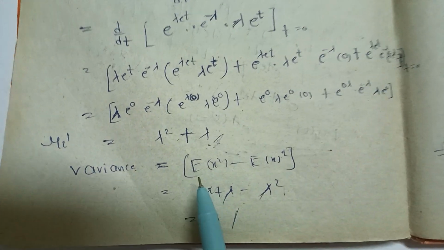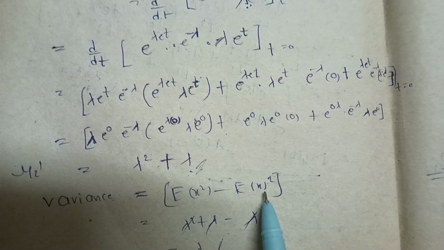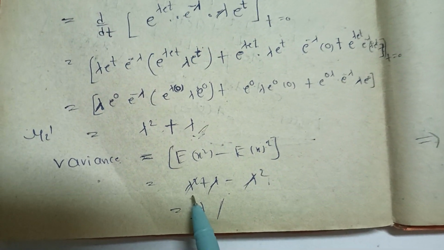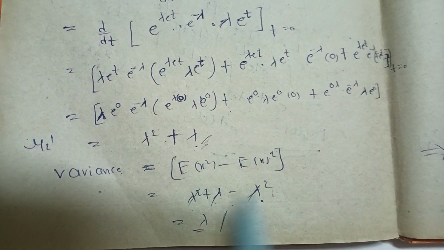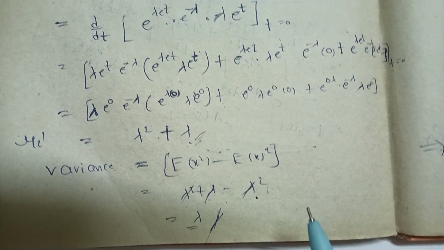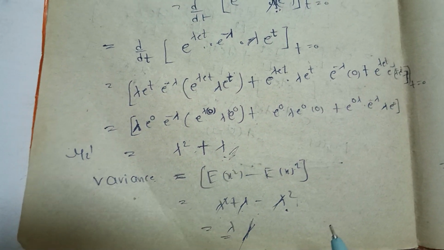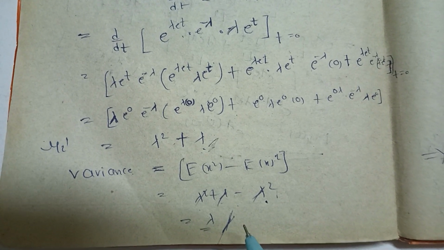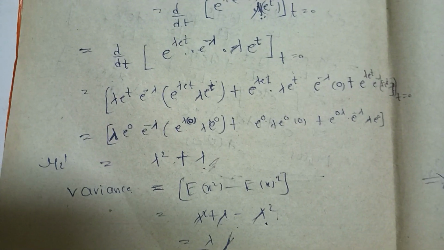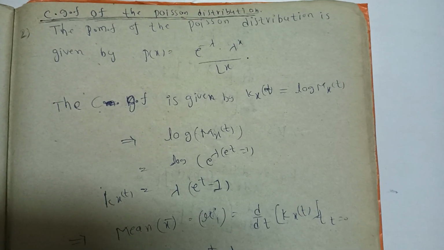The variance, as you all know, is E of x square minus E of x whole square. So lambda square plus lambda minus lambda square. So both will get cancelled. Again the variance you got from the MGF for the Poisson distribution is lambda. Okay, so this is how you have to derive the MGF, mean and variance for the Poisson distribution.